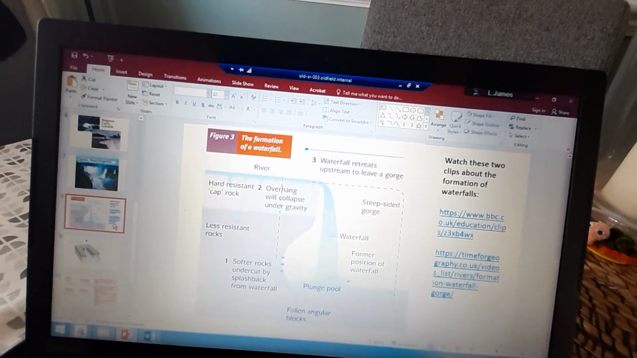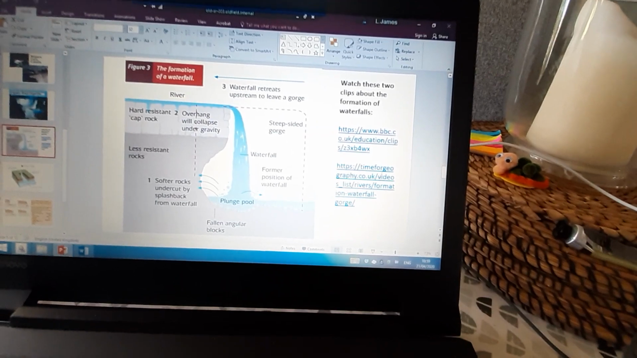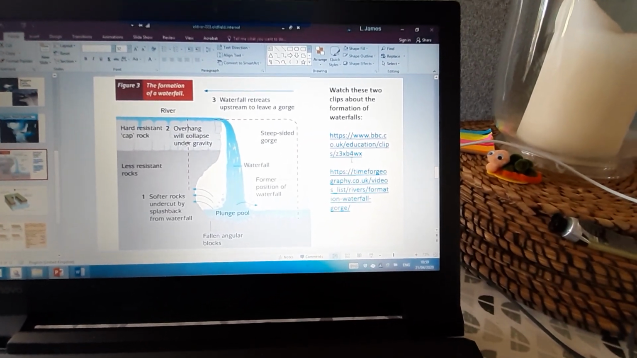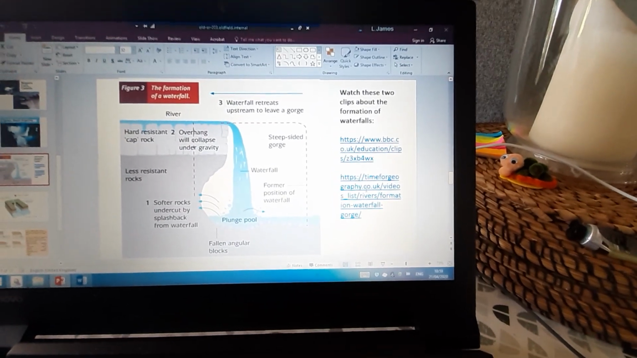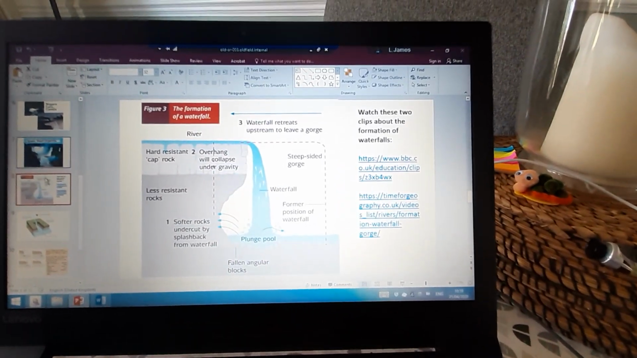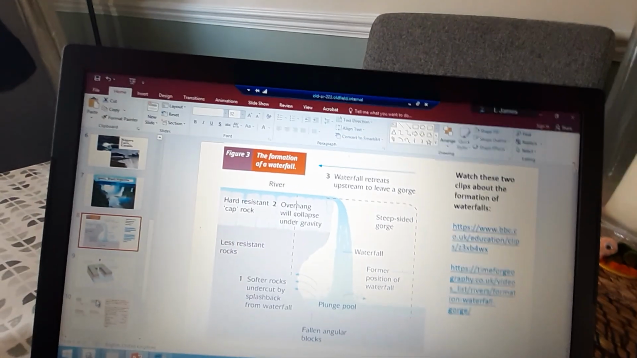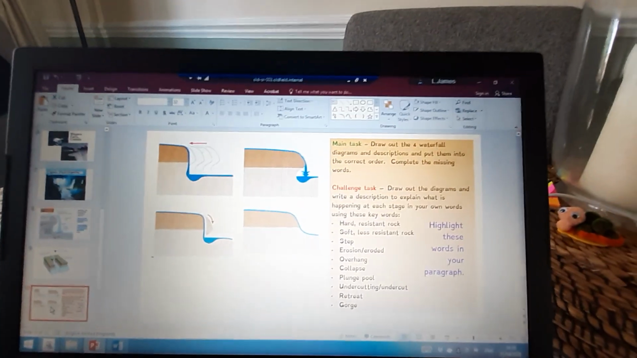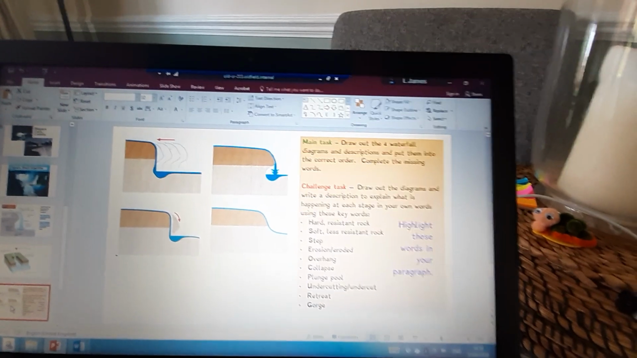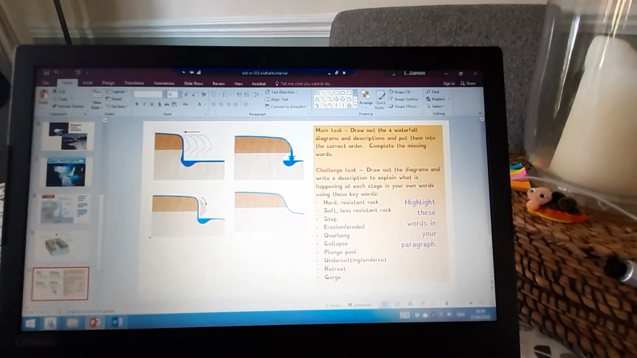So what I want you guys to do is there are 2 video clips here to watch, a BBC one and then a Time for Geography one. So watch both of those videos about the formation of waterfalls, and then open the Word document that's also on Show My Homework, and you've got 4 diagrams on there. I want you to draw them out in your book or on some paper if your book's still at school.